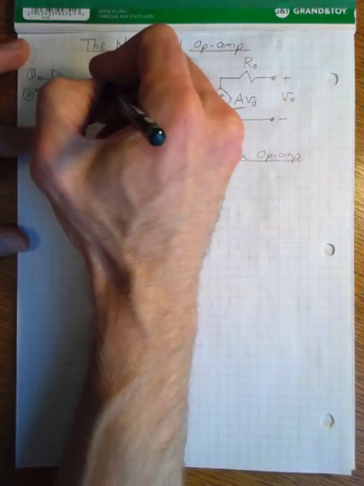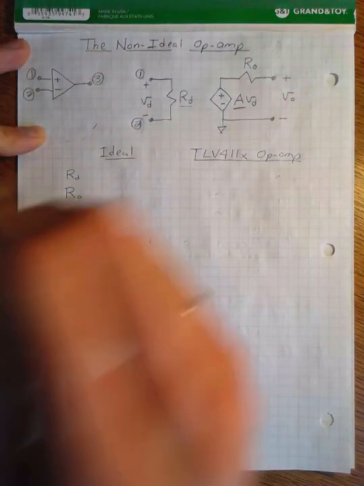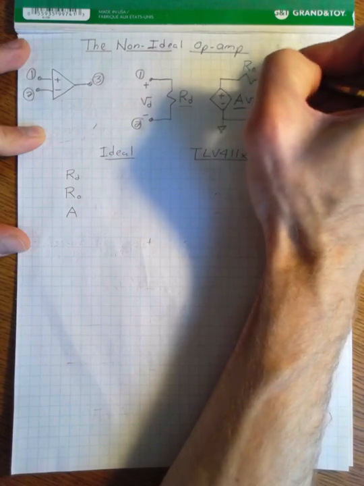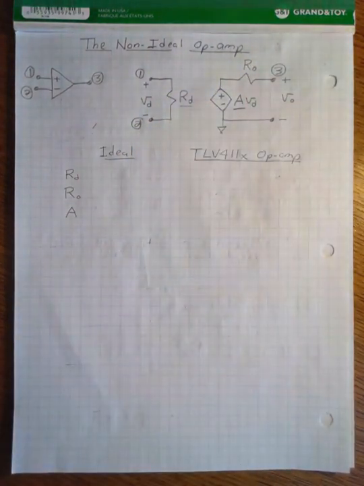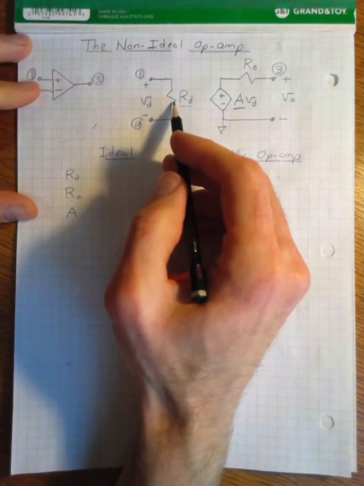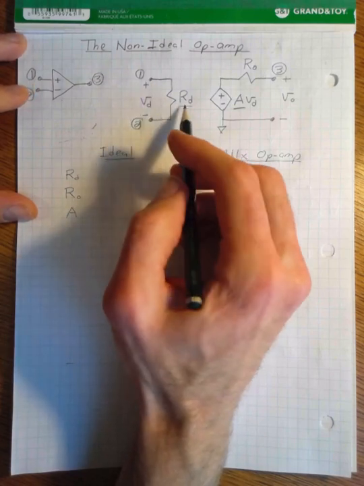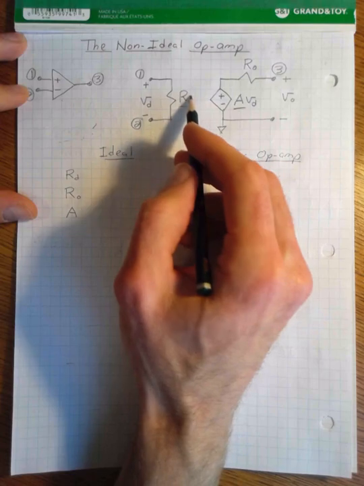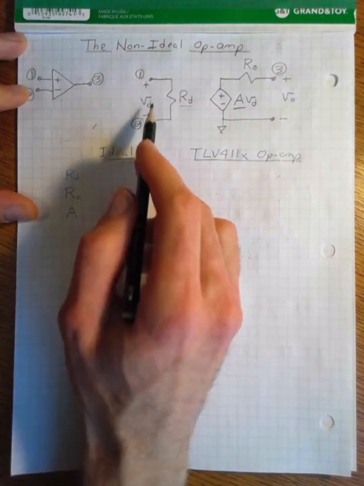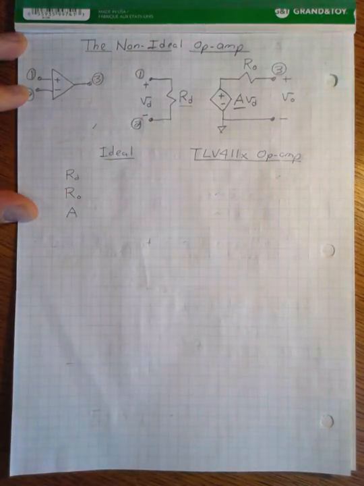And then if our output is node 3, that corresponds to this node in our dependent voltage source diagram. And so we represent the internal connection between our two input terminals using a resistance RD. The voltage across these two terminals I'm going to refer to as VD, that's the differential voltage.